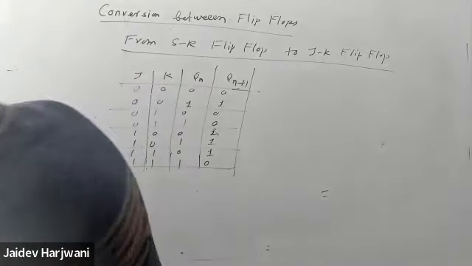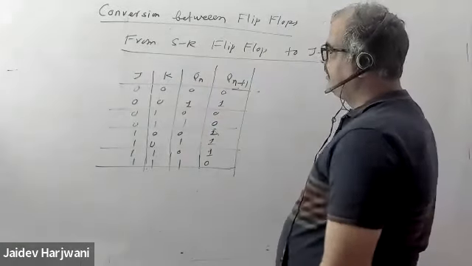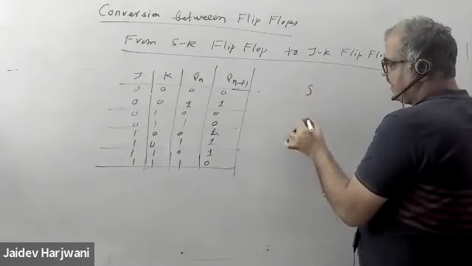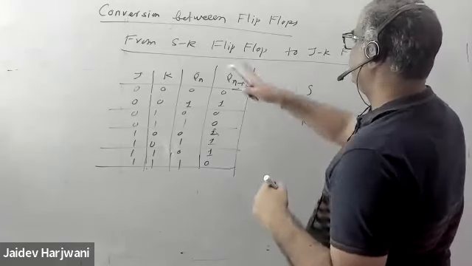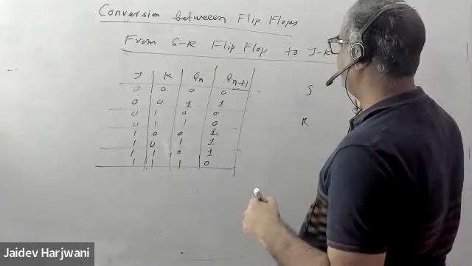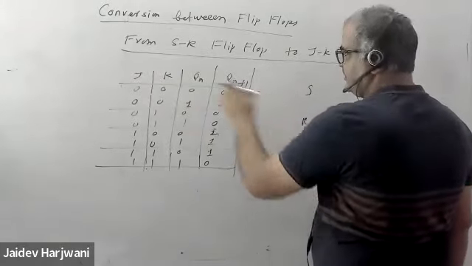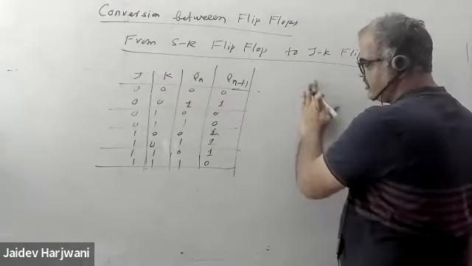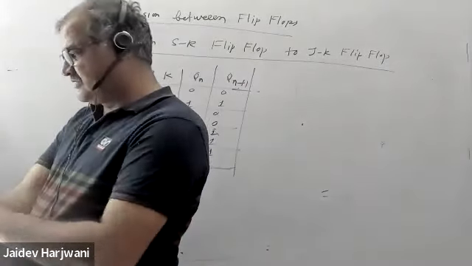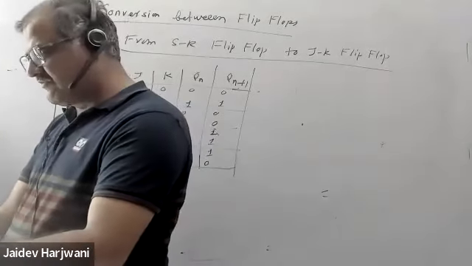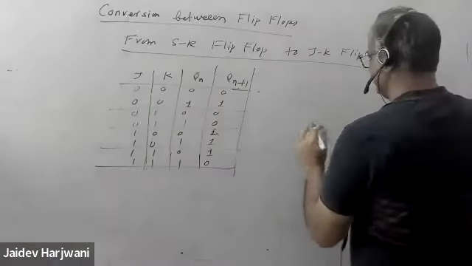Now we have to make a JK flip flop from an SR flip flop. That means the inputs we have are S and R, but I want to make a JK flip flop, so from SR flip flop to JK flip flop. We need a relation between the variables of JK and SR. So I will now draw the SR flip flop, but it should work like a JK flip flop. Just give me 1 minute.